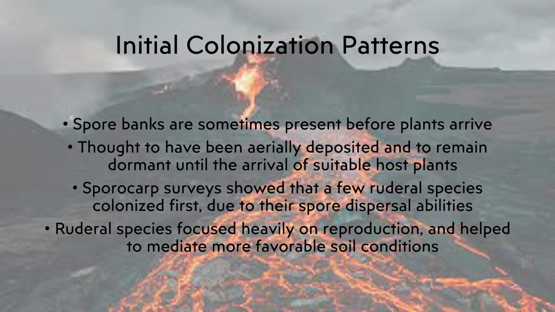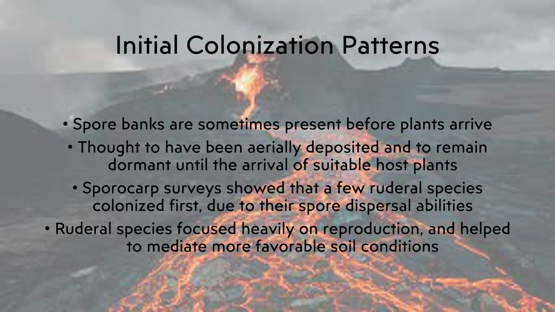Their surveys showed that there were a few species that colonized it well due to the dispersal abilities of their spores. These are ruderal species, so species that moved in early. The fungi can't exist on its own, so they had to have laid dormant up until that point. They weren't able to take over, and then once the plants came, they were able to thrive more. Because they focused heavily on reproduction, though, they weren't necessarily the most competitive species.